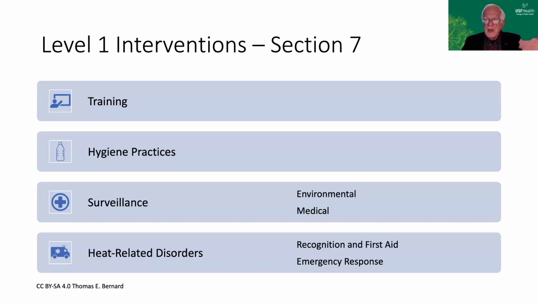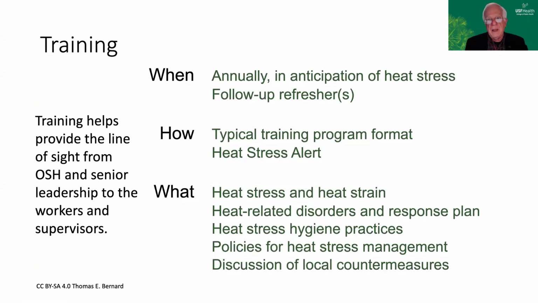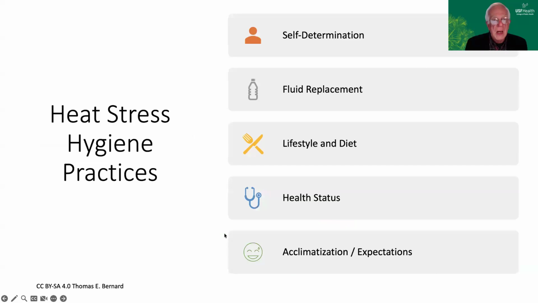For now, shifting gears into the interventions at level 1, this is now many of the things that you'll see in the OSHA general recommendations: training, hygiene practices, surveillance, and heat-related disorders. Training, much as you might guess, annually or in anticipation of heat stress. And it ought to include heat stress and strain, the recognition and response, hygiene practices, reminding people of your policies, and then any local countermeasures.